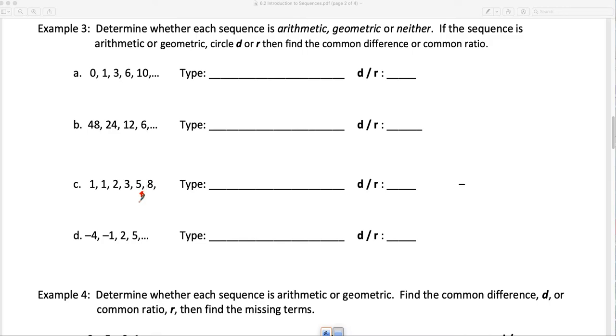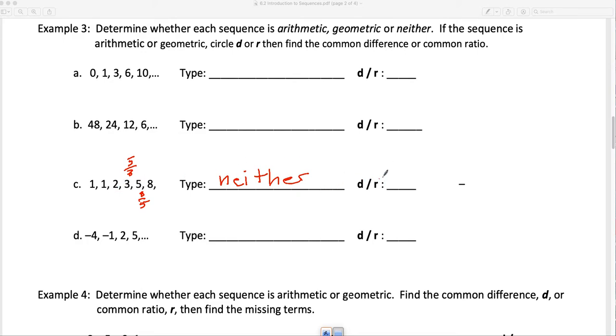that's going to give me 8/5 and 5/3. And no way is that working either. Okay, so this is not going to be geometric or arithmetic. This one is also going to be neither. And this is actually a really famous sequence. It's called the Fibonacci sequence.